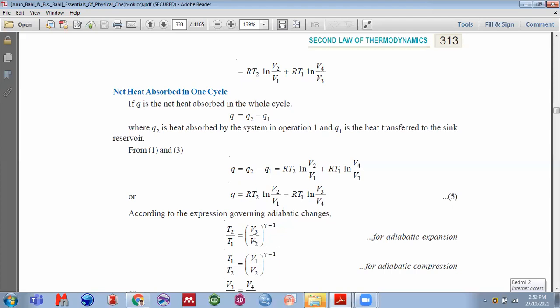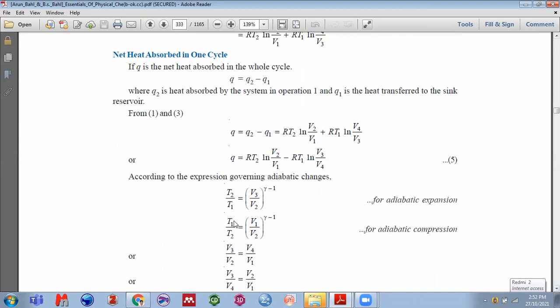Next, from the above expressions, we can write T2 by T1 equal to V3 by V2 to the power gamma minus 1. We can also write T1 by T2 equal to V1 by V2 to the power gamma minus 1. So V3 by V2 equal to V4 by V1.